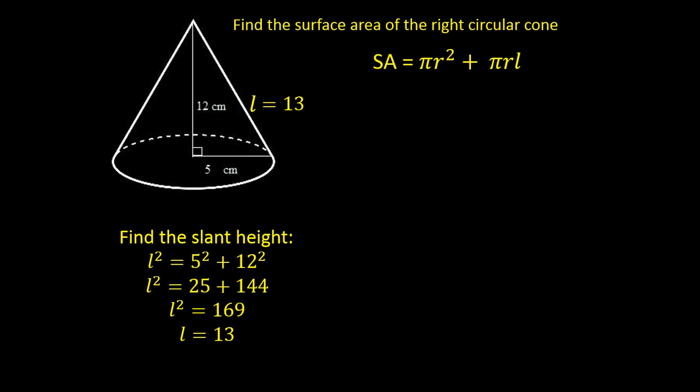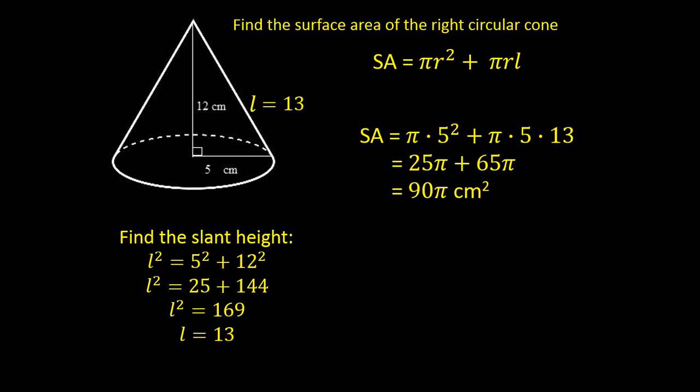So now we have everything we need. The surface area is pi times the radius squared, so pi times 5 squared, plus pi times the radius, which is 5, times the slant height, which is 13. And we get an exact answer of 90 pi square centimeters. As usual, if we want a decimal approximation, we can substitute 3.14 for pi, and we can get a decimal approximation for our area.